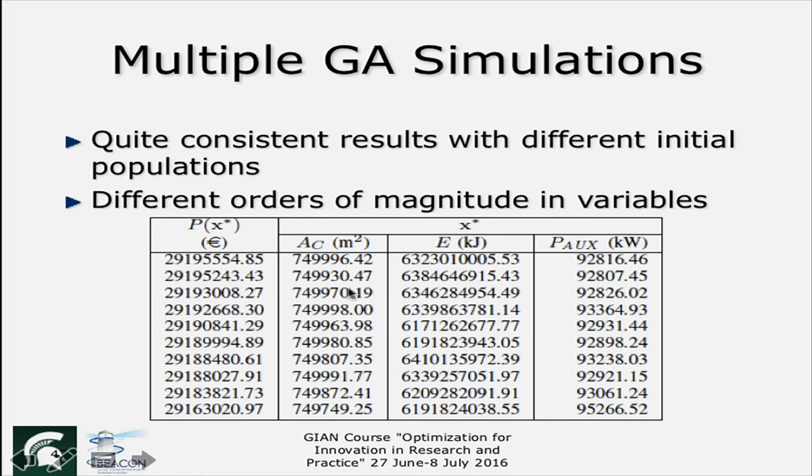So I did 10 runs of my GA, and here is the fluctuation. It started to happen in the fourth significant place, and the solutions are not changing much. But I was not happy with it. I said, no, there's still a lot of fluctuation here. We need to try to do a little better than that. So then what do we do? We change the GA a little bit.